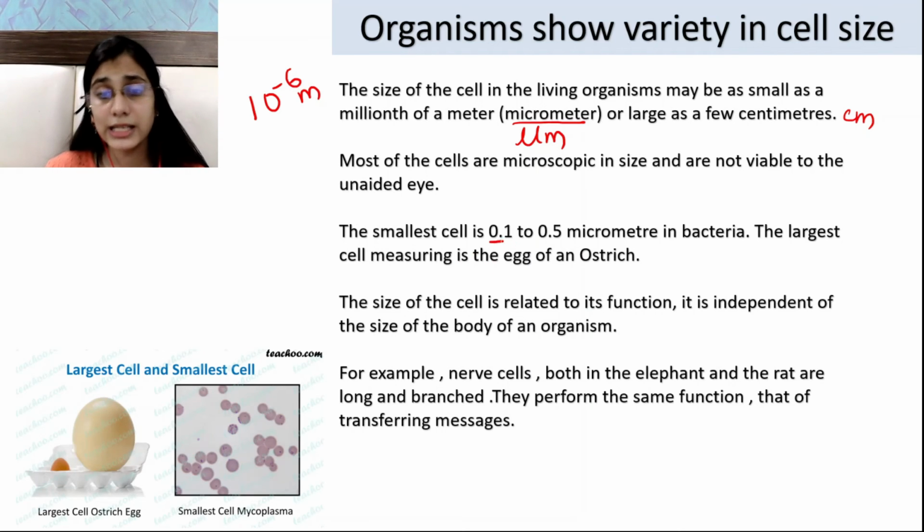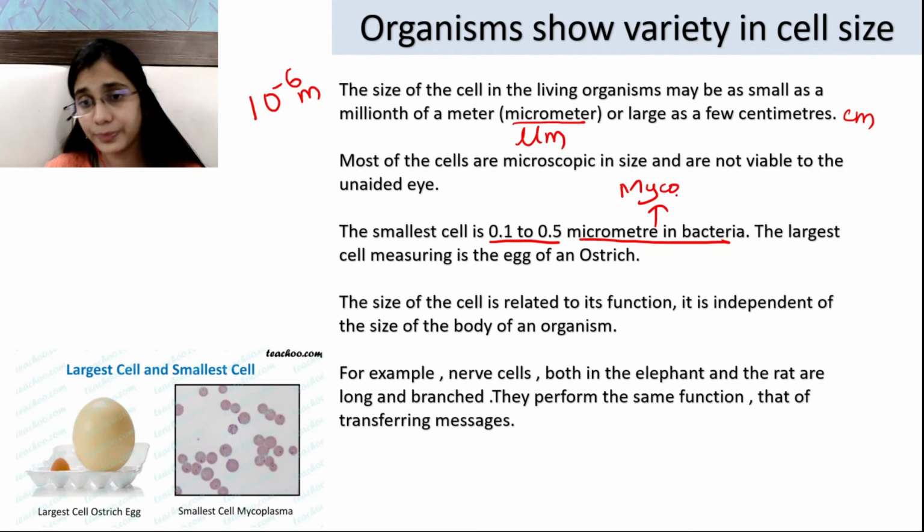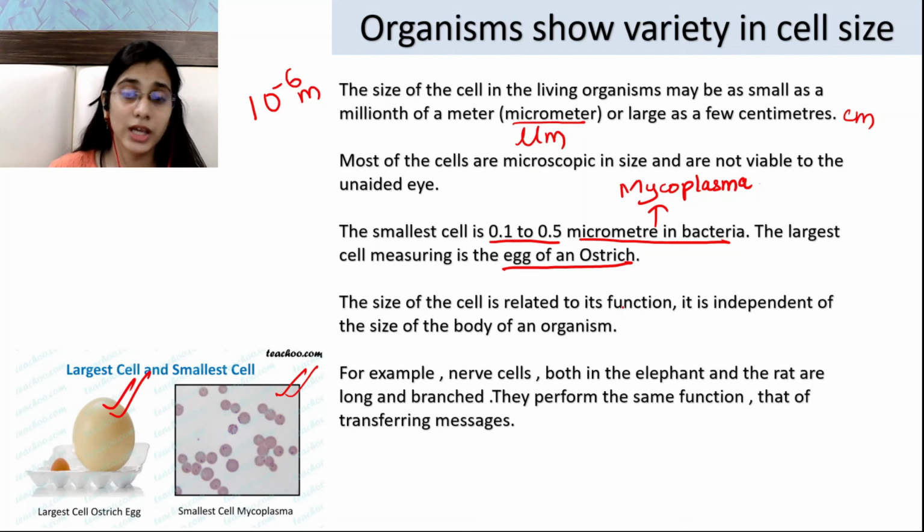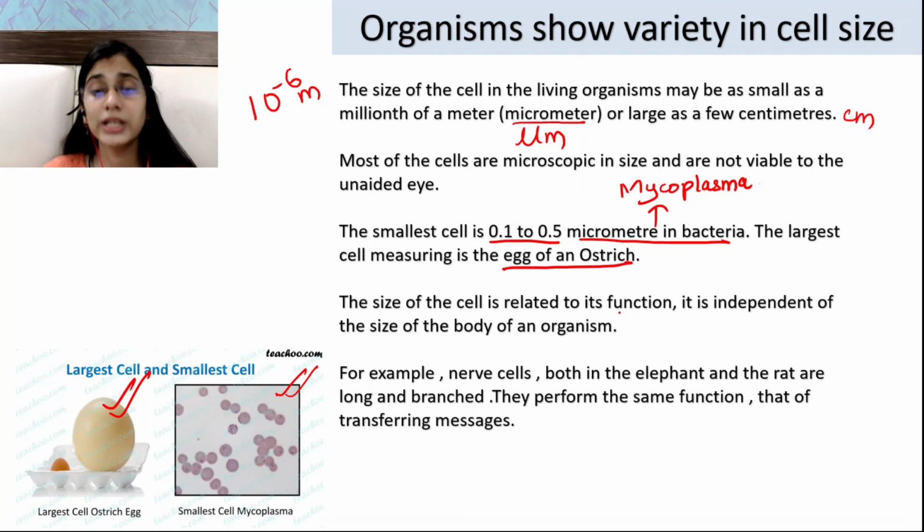The smallest cell is 0.1 to 0.5 micrometer in bacteria, and this cell is known as mycoplasma. It does not have a cell wall. The largest cell is the egg of an ostrich. This is the egg of an ostrich, and this is the picture of the smallest cell, mycoplasma. The size of the cell is related to its function. Again, as the shape of the cell was related to its function, similarly, the size of the cell is also related to its function. It does not depend upon the size of the organism.